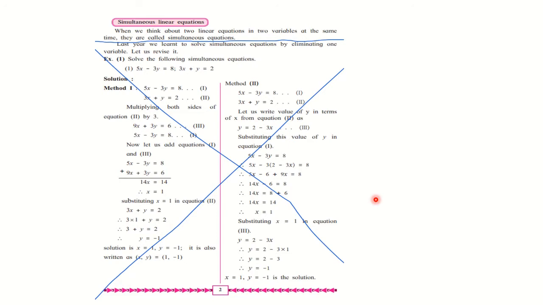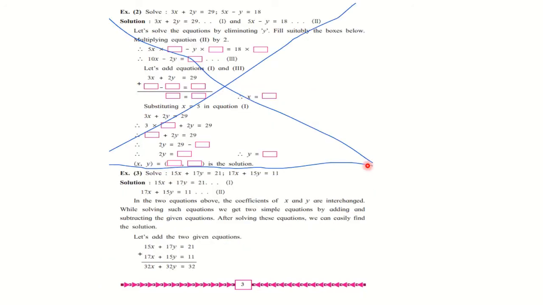So page number 2 is cancelled. From page number 3, you can see the activity based on those two methods is also cancelled. But as I have said, the particular type of equations where the coefficients of variables are interchanged, this type of equations are there. So from this particular exercise 1.1, few questions are reduced which are based on those two methods, that is elimination method and substitution method. But the particular type of equations are there.